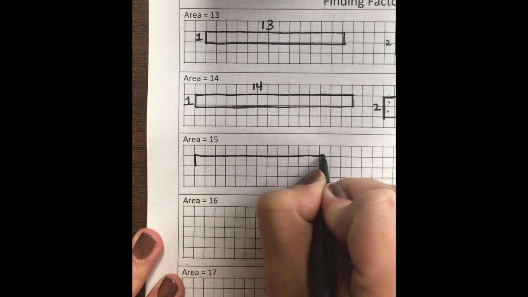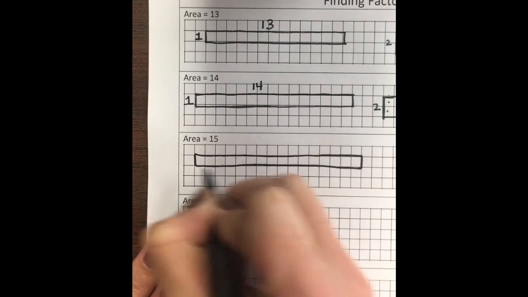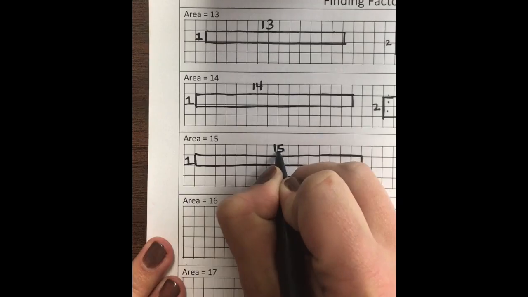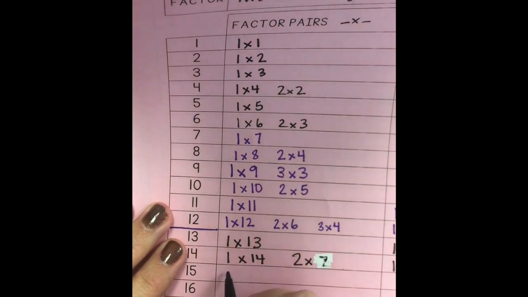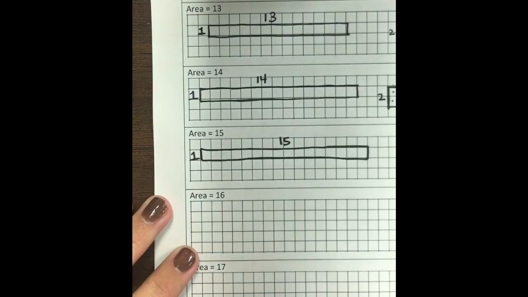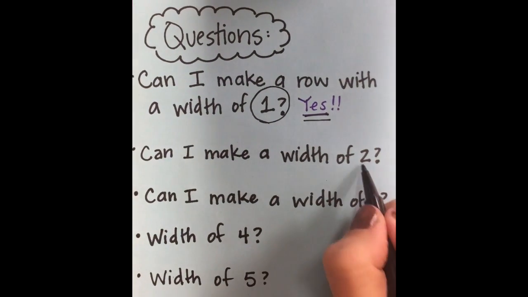It's going to get longer and longer. 1 extra block longer. 1 group of 15. And then I'll go to my pink page, back and forth, one long row of 15. Then I'll continue to go down the list. What about groups of 2? Can I make a width of 2?